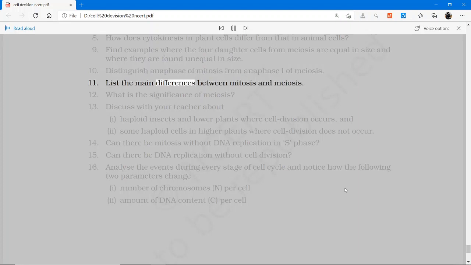11. List the main differences between mitosis and meiosis. 12. What is the significance of meiosis? 13. Discuss with your teacher about 1. Haploid insects and lower plants where cell division occurs, and 2. Some haploid cells in higher plants where cell division does not occur. 14. Can there be mitosis without DNA replication in S phase? 15. Can there be DNA replication without cell division?